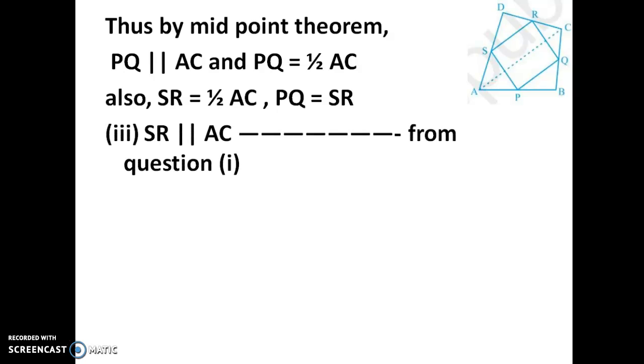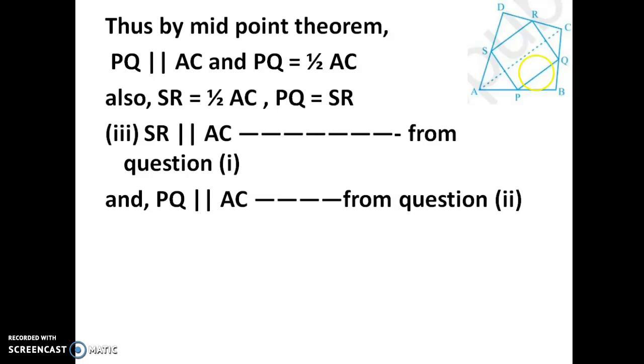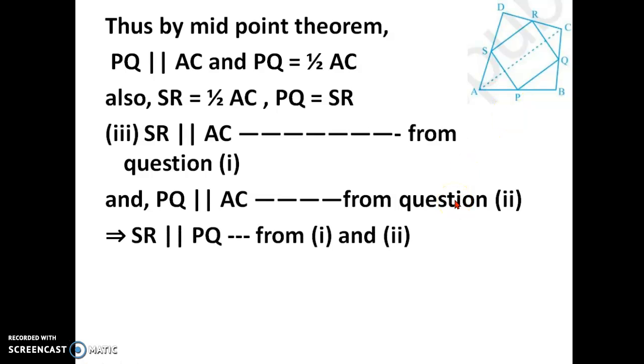So RS is parallel to AC, because from the first subdivision we proved that RS is parallel to AC. Then PQ is also parallel to AC, which we proved in the second subdivision. So by that we can say that SR is parallel to PQ. SR is parallel to AC, AC is parallel to PQ, that means SR is parallel to PQ. So that is also proved now.